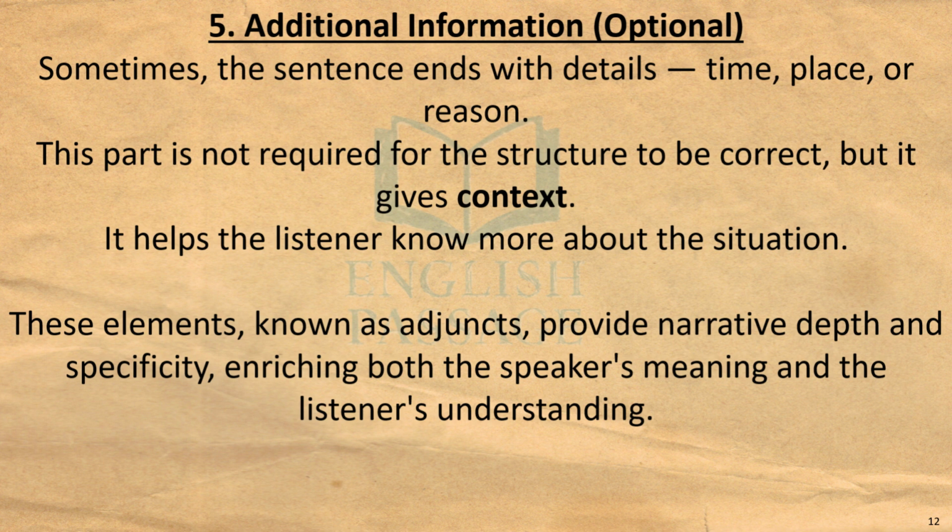5. Additional information, optional. Sometimes the sentence ends with details, time, place, or reason. This part is not required for the structure to be correct, but it gives context. It helps the listener know more about the situation. These elements, known as adjuncts, provide narrative depth and specificity, enriching both the speaker's meaning and the listener's understanding.